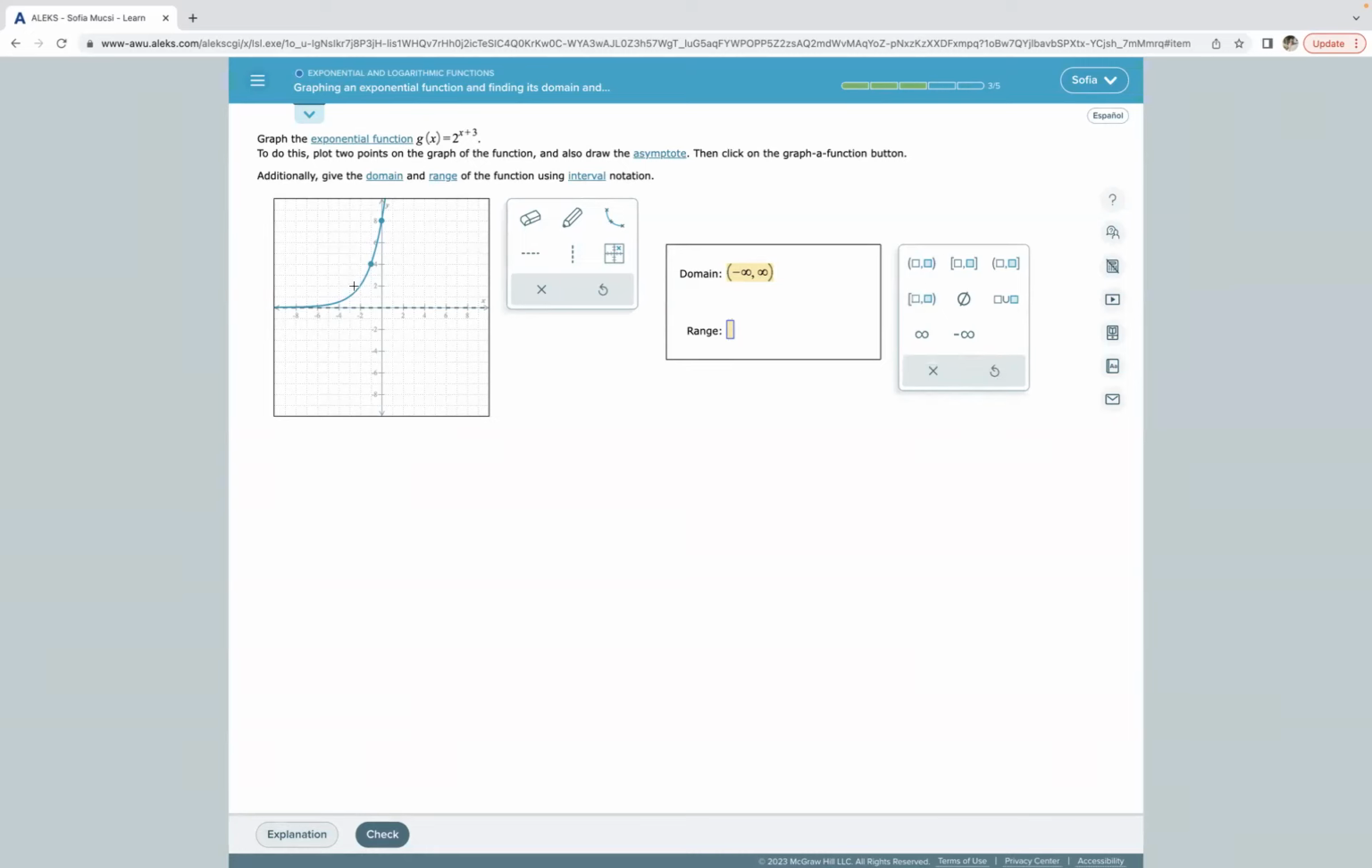No. The smallest Y value is 0. It goes left forever, but that's the X. The Y is positive infinity. So the range, think of the range as the minimum value to the maximum value. The minimum value is 0, and then the maximum goes up to infinity. So it would look like this.